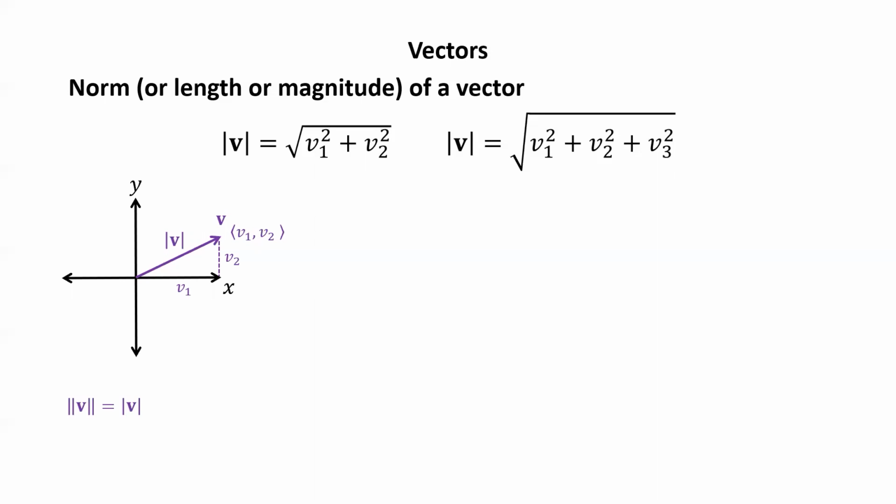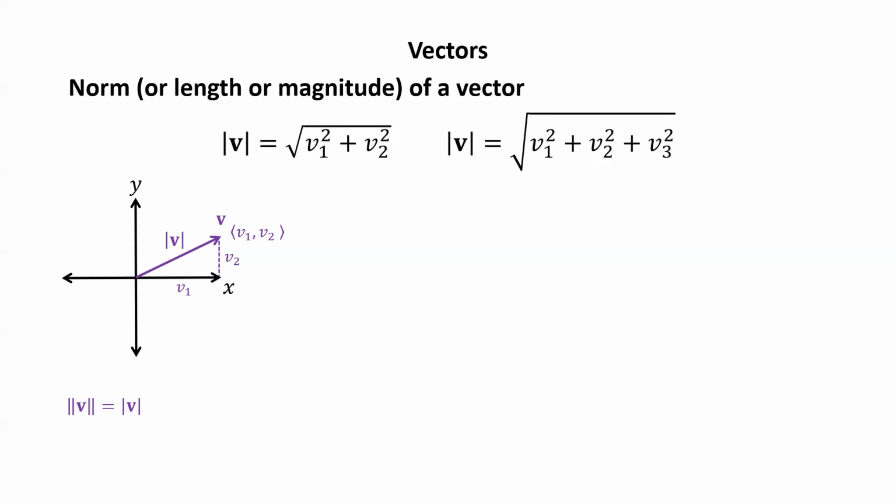It's worth mentioning that some authors like to use double lines instead of single lines surrounding the vector v. The reason for this is to avoid confusion with the absolute value. Notice that I'm using the same symbol for the norm or length of a vector as you would have used for the absolute value in pre-calculus.